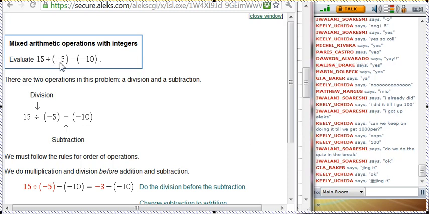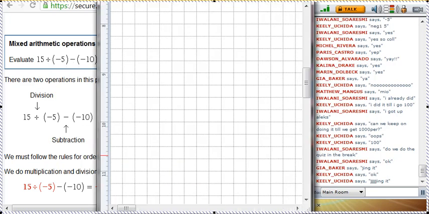15 divided by negative 5 minus negative 10. Okay, 15 divided by negative 5 minus negative 10. What are your thoughts? Step one, I'm actually just going to wait until you folks answer. What are your thoughts on how to attack this guy right here?